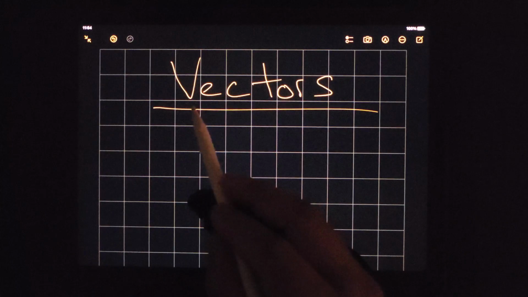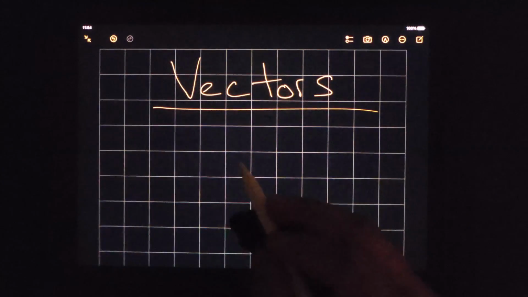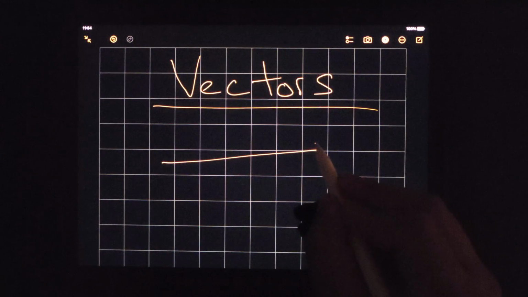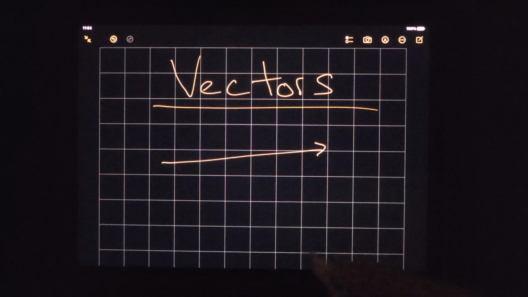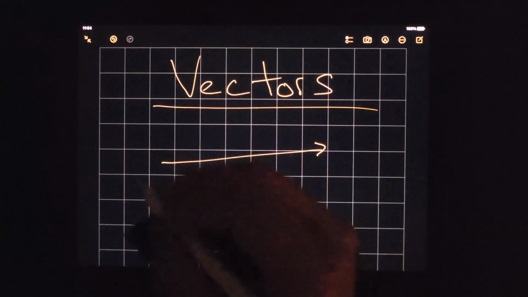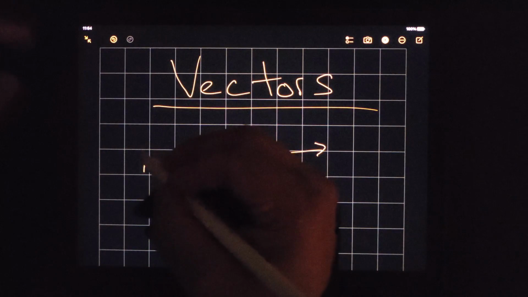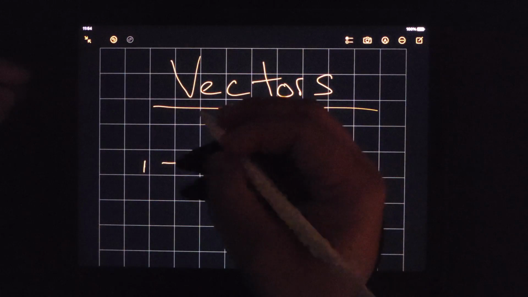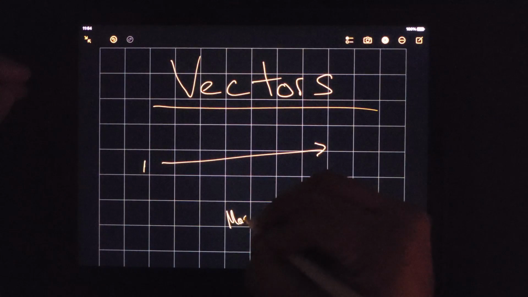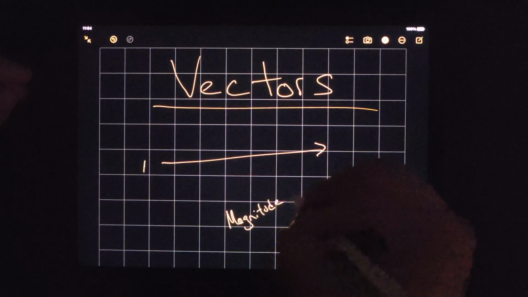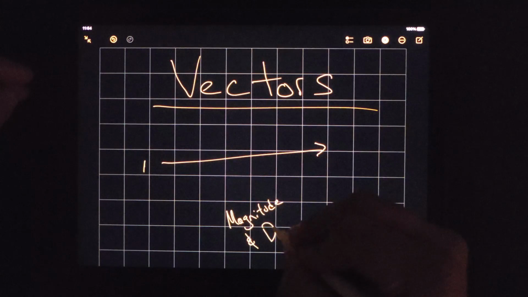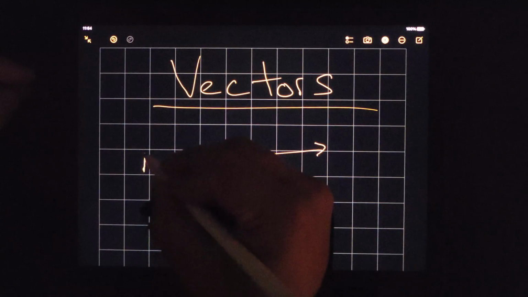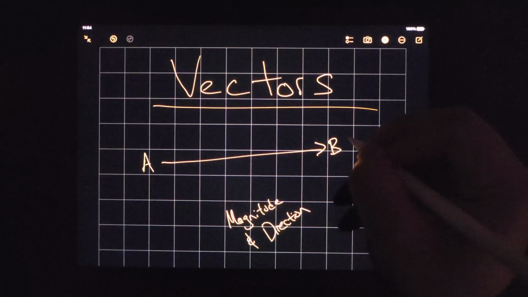Okay, so in this video we're going to be starting the vector section. So what is a vector? It's basically, well, it's much more complicated than that. It's basically a mathematical quantity having both magnitude and direction. So a vector must have a magnitude and a direction.